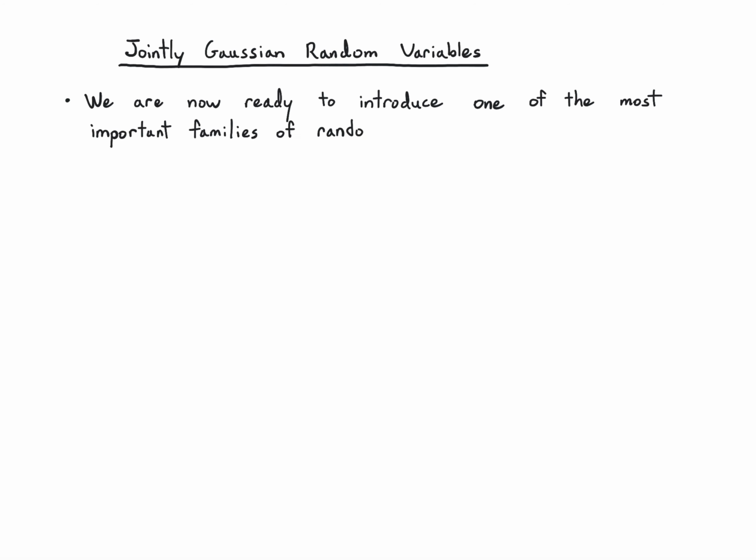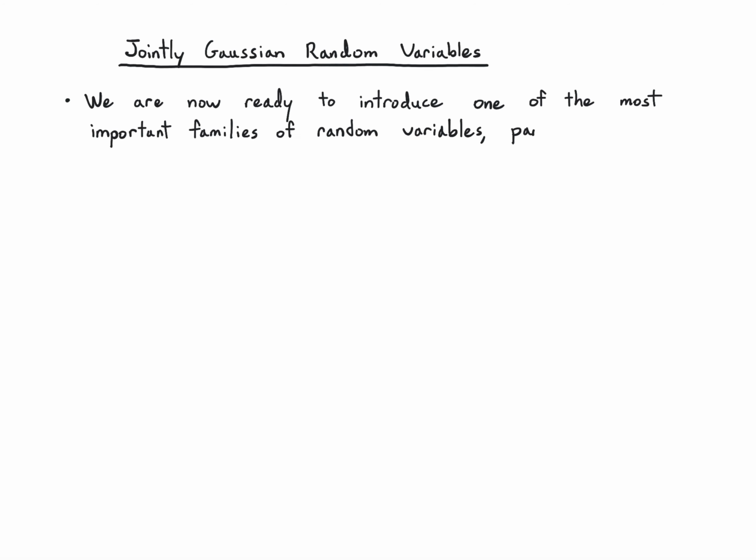Right, so we've been talking about pairs of random variables for a while, and we're ready to talk about an important family of two random variables. So we're going to introduce our first family of pairs of random variables, and it generalizes to n random variables, and this is jointly Gaussian random variables.